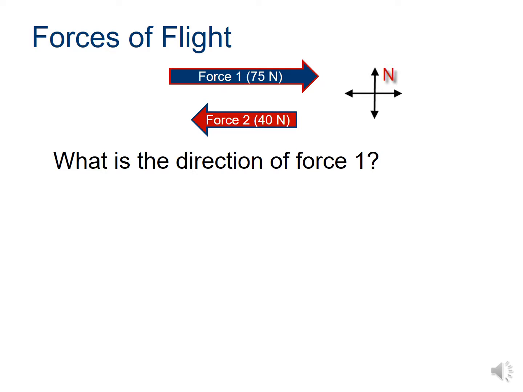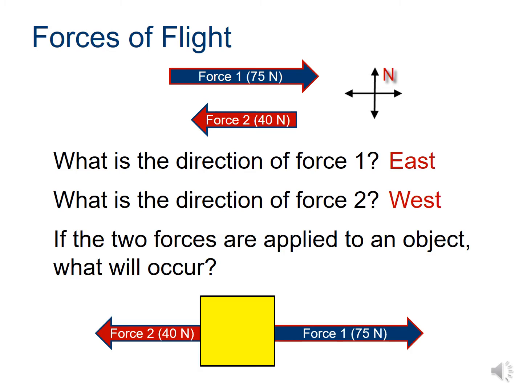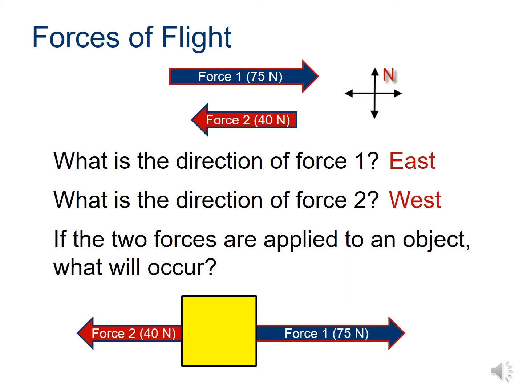In this example, we have force 1 acting to the right or east with a magnitude of 75 newtons, and force 2 acting to the left or west with a magnitude of 40 newtons. Note the units of newtons for force. This is our SI unit. We'll also see pounds force, which is the customary unit. When these two forces act on the same object, the 75 newtons to the right will overpower the 40 newtons to the left, causing the object to move to the right.